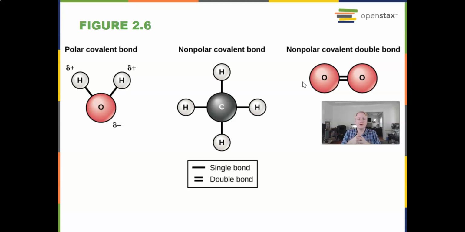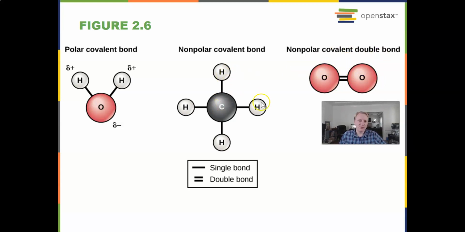But the long and short of covalent bonds is it's two atoms sharing electrons. Two or more atoms, I should say, sharing electrons. And you see over here with O2, these things are roughly equal. I'm going to explain a bit more about this in a moment, but these two oxygens are roughly pulling on those electrons the same amount. And so you wind up with a non-polar covalent bond.